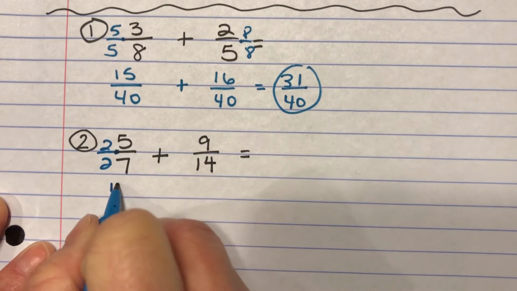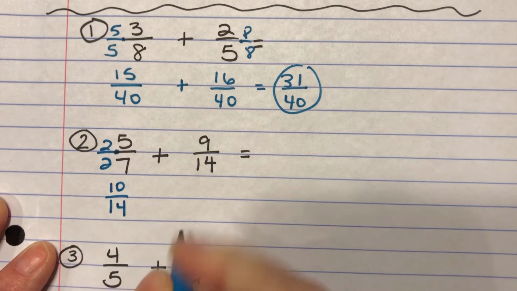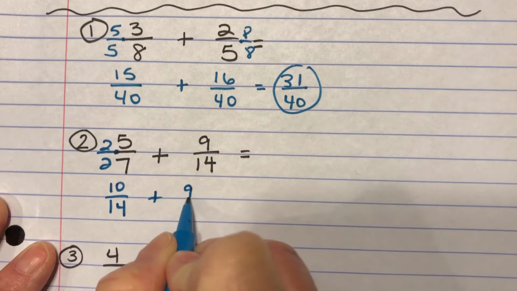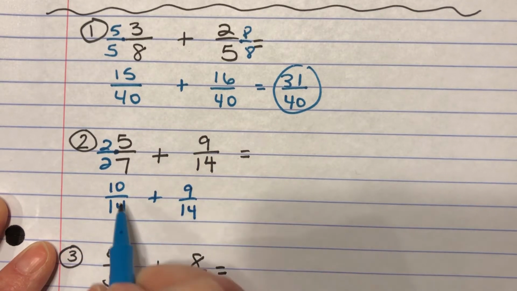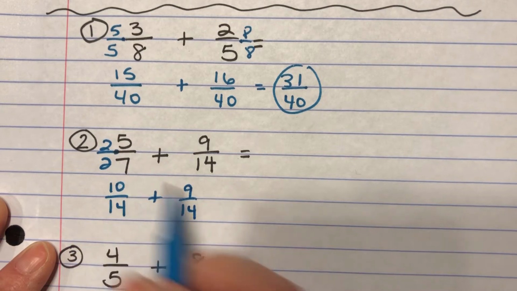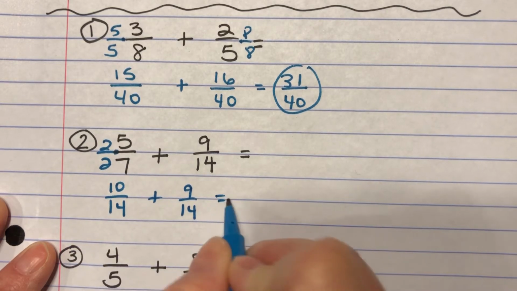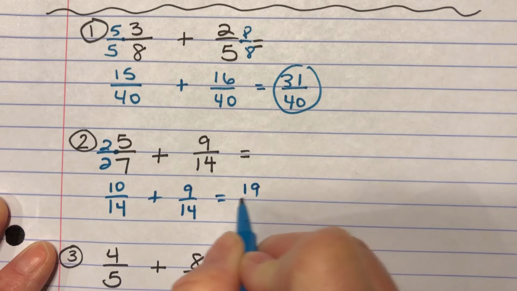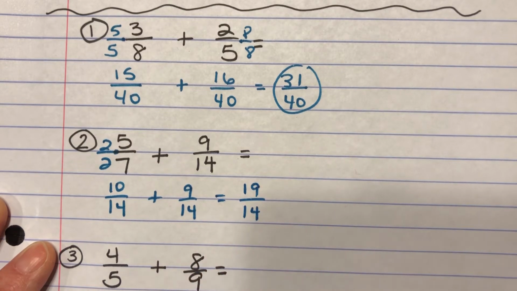That's going to give me 10/14. And I don't have to do anything to the 9/14. It stays the same. Now my denominators match, and we had to do half the work, which is nice. So 10 plus 9 is 19, and I have 19/14.